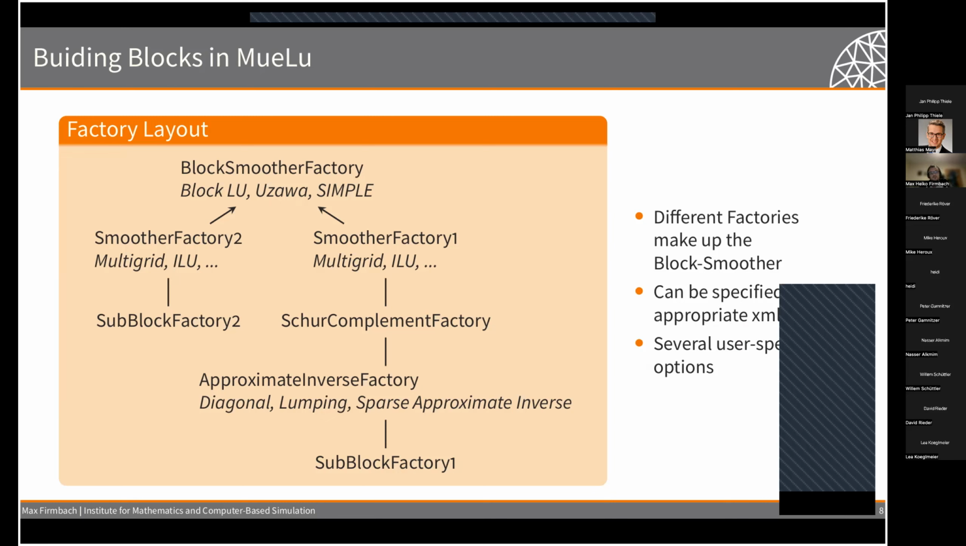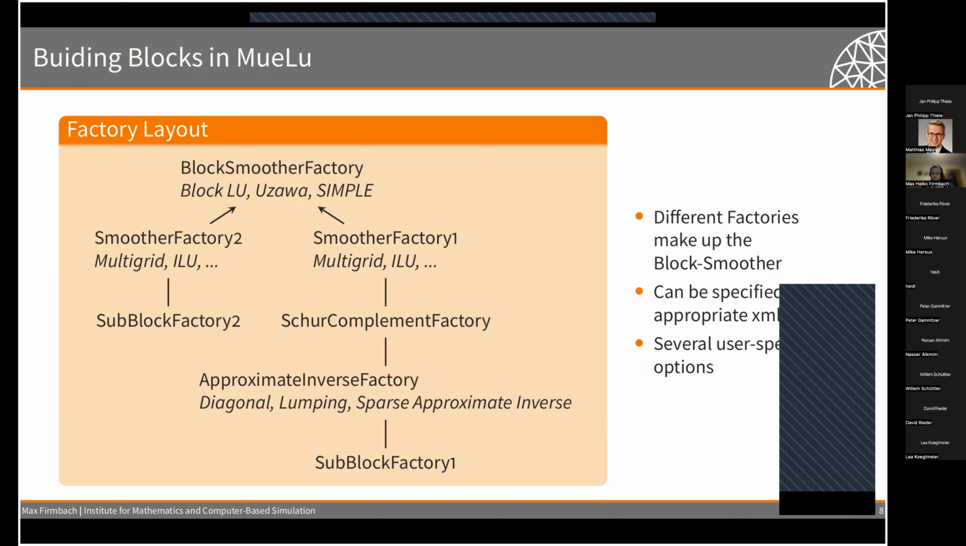And describing how this block smoother, for example, is made up, you can see on the top level we have a block smoother factory, and this can include a block LU, Uzawa, or SIMPLE type algorithm. And this block smoother needs as input information about the subsolves it will do due to the algorithm. So we have to define smoother factories, 2 of them, which resemble the 2 linear systems we have to solve in the block method itself.